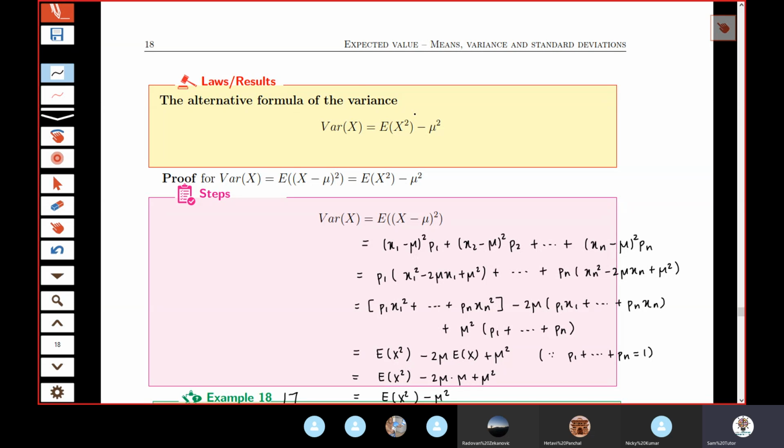So the variance of x is the expected value of x squared minus mu squared. The variance of x, this has to be memorized. It's not in your formula sheets. Variance of x is equal to E(x squared) minus mu squared.